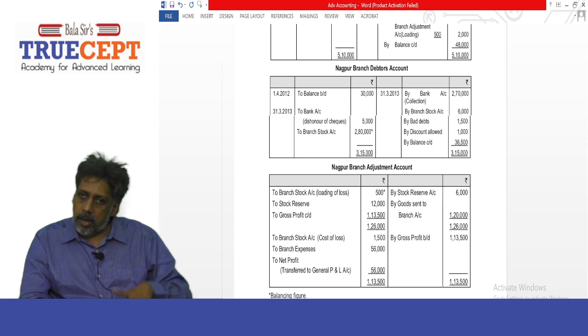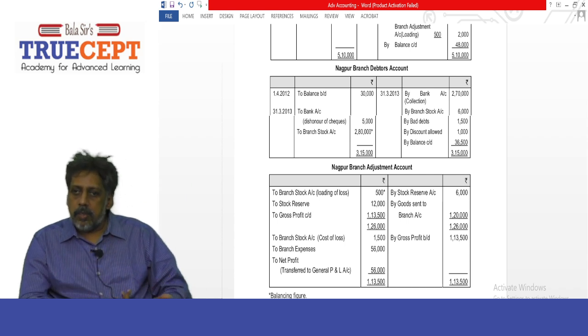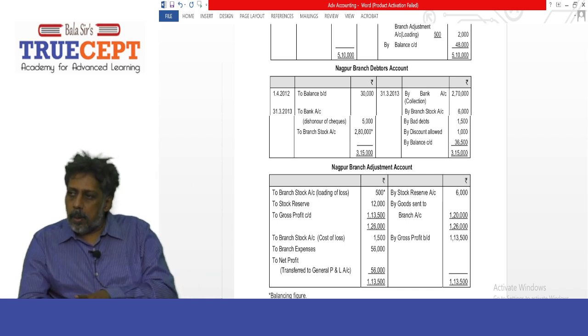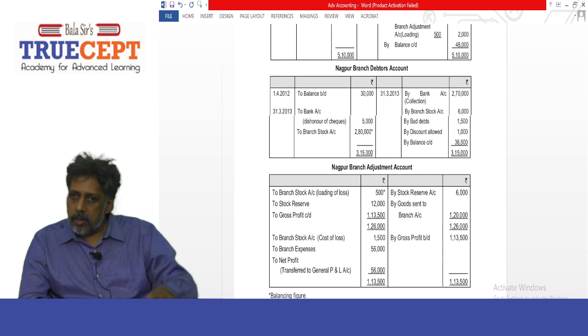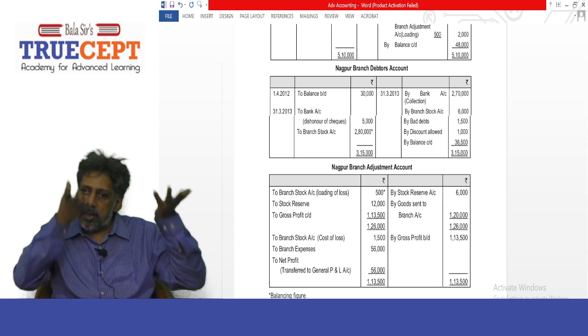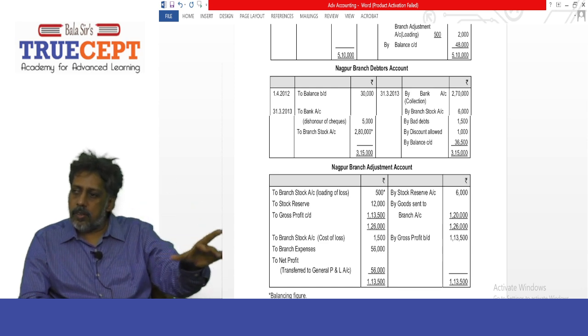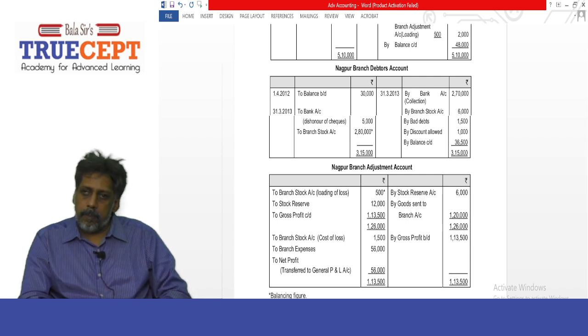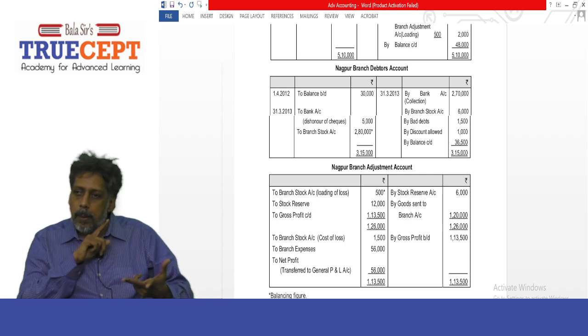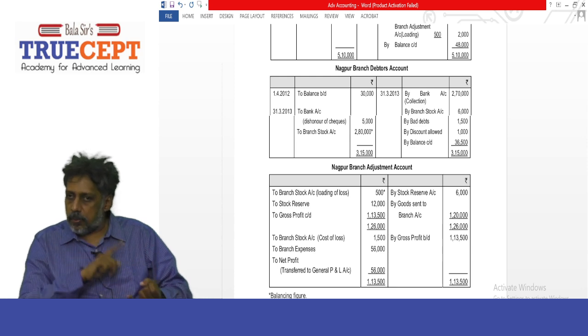And then by branch stock account 6,000. So when the goods are returned by the customers to the branch, the stock at the branch will increase. So by branch stock account 6,000, branch stock account debit to branch debtors account. Next, by bad debts 1,500. Remember, the bad debts and discount will be a part of branch expense later.